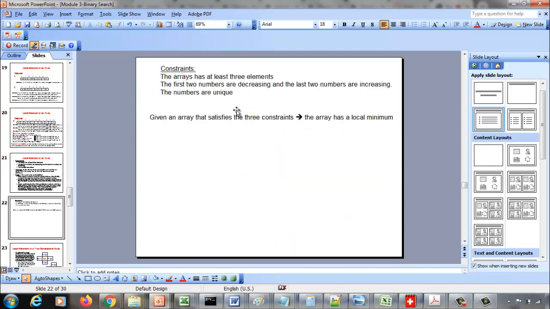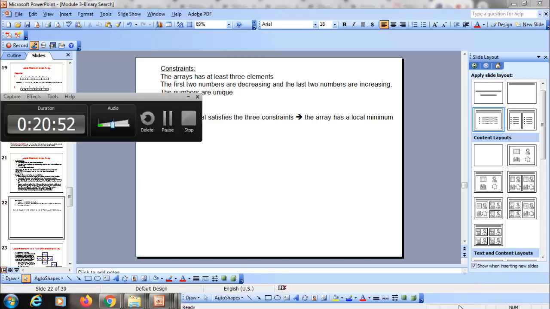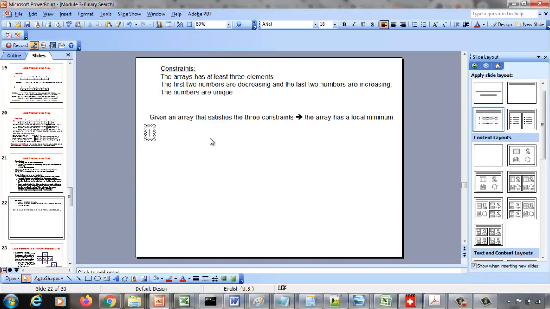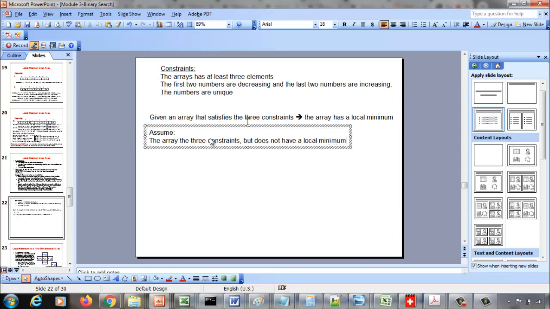Now, we'll try to prove by contradiction. You should have seen this theorem proving technique in a discrete structures course or any other math course. So we'll assume the array satisfies these three conditions but does not have a local minimum. We want to now explore whether this is possible. Given that the array satisfies all these three conditions, is it still possible for it to not have a local minimum?